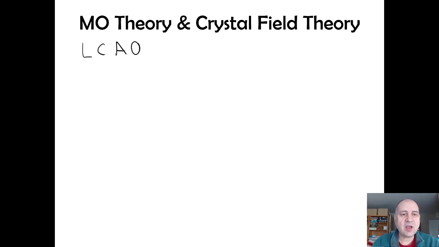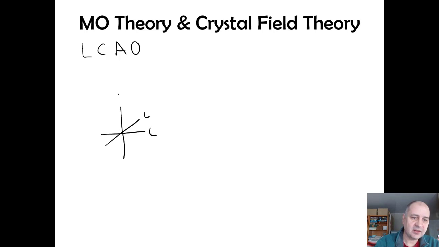So LCAOs, that's what we looked at. And that's of course simple because it just looks at two s orbitals and their interaction. We have anti-bonding and bonding. But for a more complex system such as an octahedral field where we have 6 ligands, we're going to look at what is referred to as ligand field theory, actually not crystal field, ligand field. We'll look at crystal field as well.